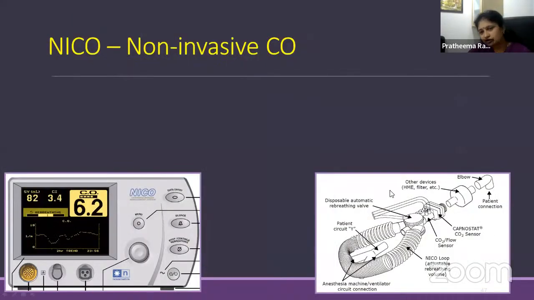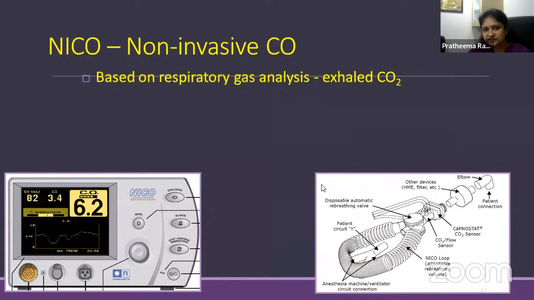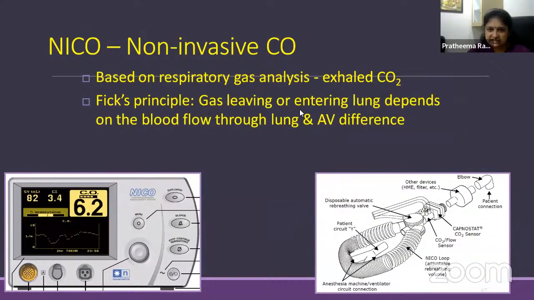This is also a non-invasive cardiac output monitoring. It uses the Fick principle. In this, the indicator is carbon dioxide, the exhaled CO2. We can put this probe on the ventilatory circuit, and how carbon dioxide changes and what the cardiac output is are all measured and given as a number. By the Fick principle, the gas leaving or entering the lung depends on the blood flow through the lungs and the arteriovenous difference. So we can look at the monitor and find out.